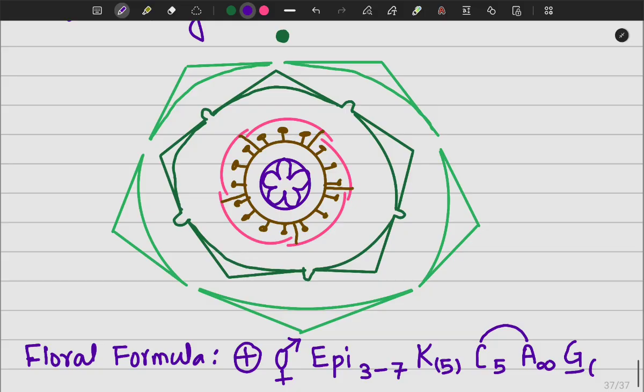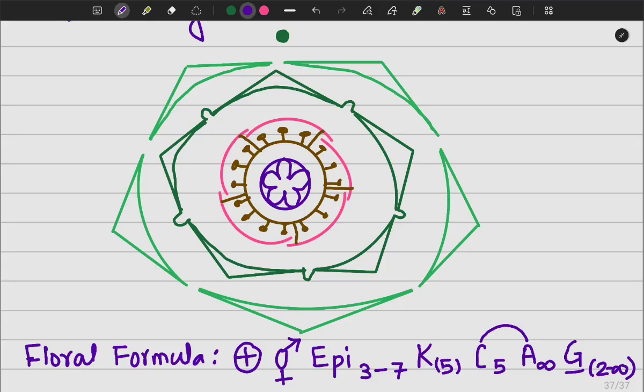And the number of carpels is also not fixed. So we usually write 2 to infinity. And they are fused, so we will enclose it in the bracket. Usually the carpels are 2 or more, varying from species to species. So we write 2 to infinity and enclose it in the bracket because they are syncarpous. So this completes the floral formula for Malvaceae family.